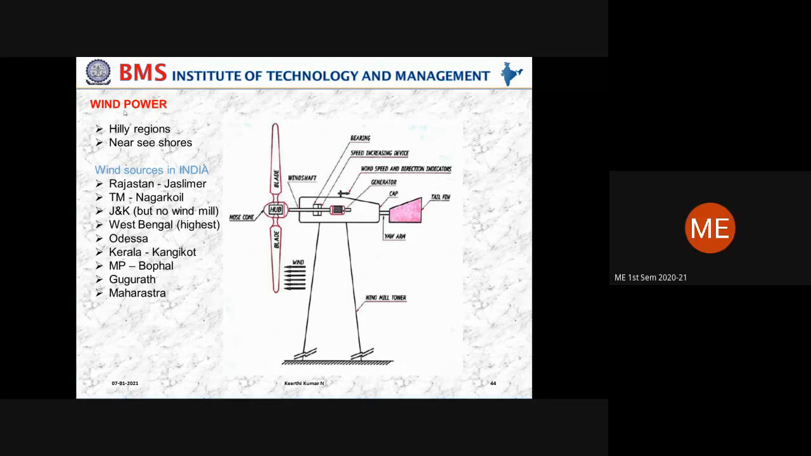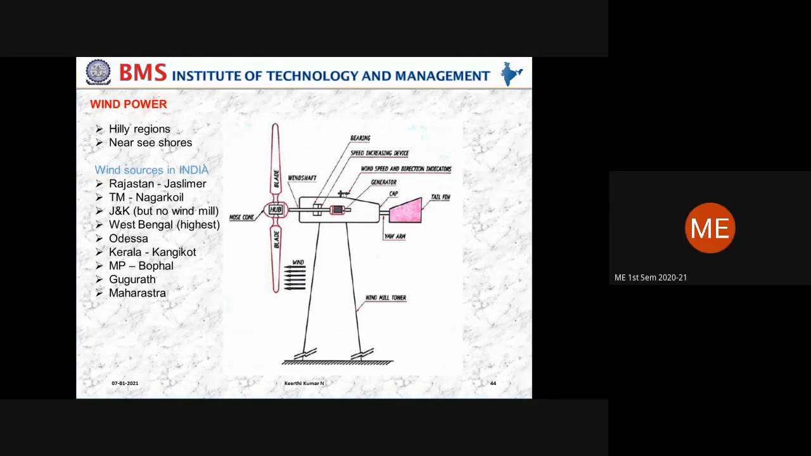There I have written here, you can extract maximum wind power in hilly regions or near the seashores. The reason I have written these two is that the wind speed required to generate electricity through a windmill is around 12 to 14 kilometers per hour. Remember, the wind speed required to rotate the windmill blade is around 12 to 14 kilometers per hour. Wherever it is not a hilly region or a seashore, wherever you find the wind blowing at a speed of 12 to 14 kilometers per hour, definitely I can install the windmill to generate electricity. Is it clear?